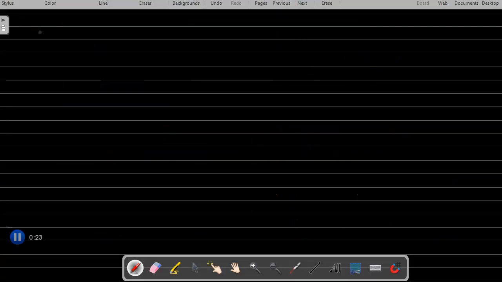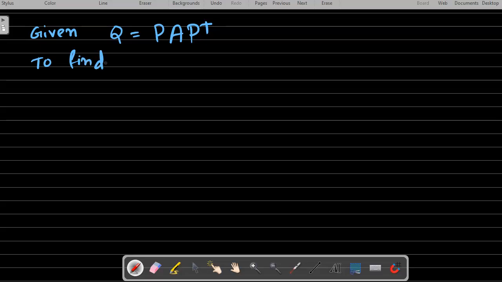Now let's solve this. Given Q equal to P A P transpose, to find P transpose Q to the power 2026 into P. What is this? So first let's find what is P transpose Q P.